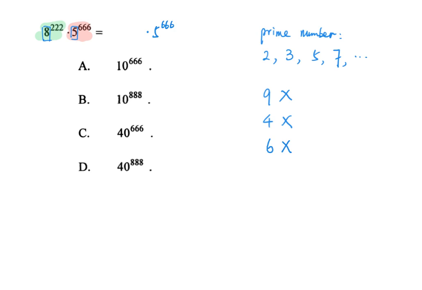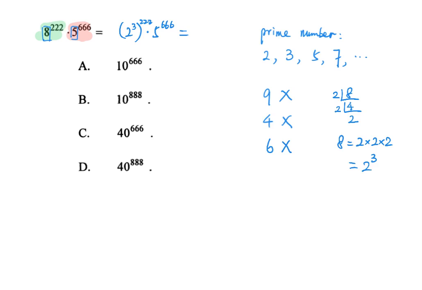But 8 is not a prime number. As you can see, 8 can be divided by 2 to get 4. 4 can be divided by 2, and you get 2 left. So 8 equals 2 times 2 times 2, which is 2 to the power 3. So here the base, I can change into 2 to the power 3, bracket to the power 222.